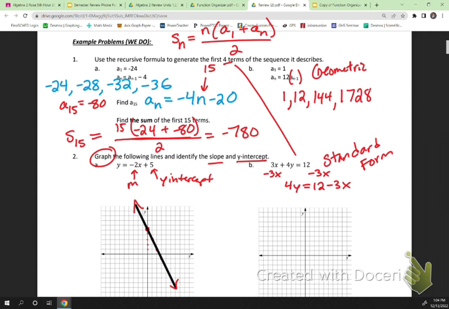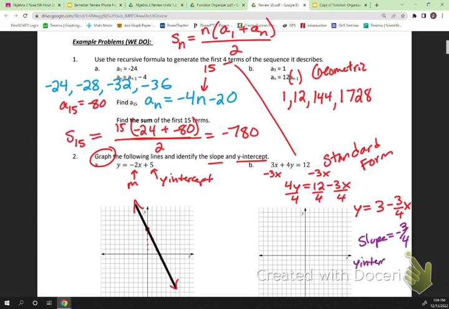And I want to get y alone. So what's the last thing I'll do? Divide by 4. So y, what's 12 divided by 4? 3. I'm going to leave this as a fraction so I can see my slope. So my slope is -3/4. It's always the number next to x.